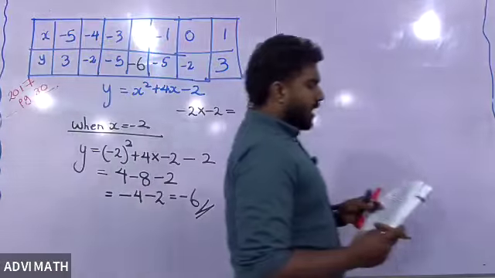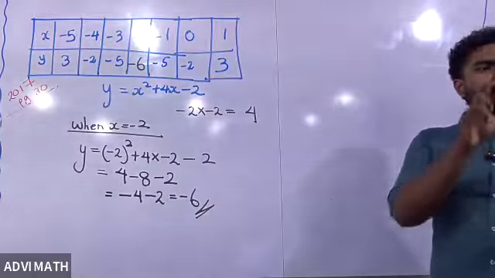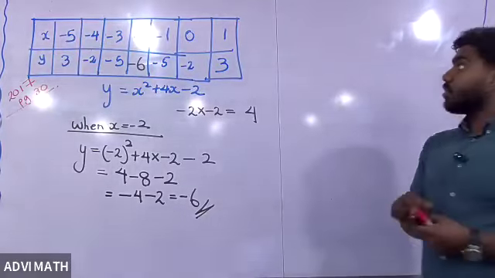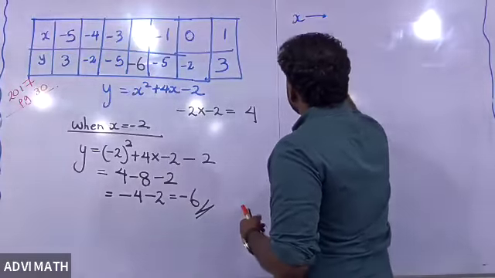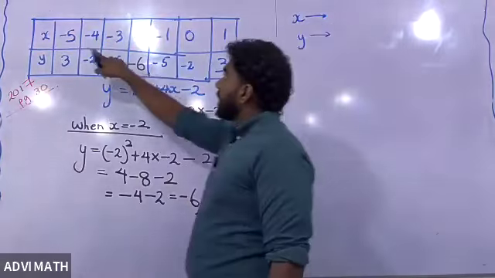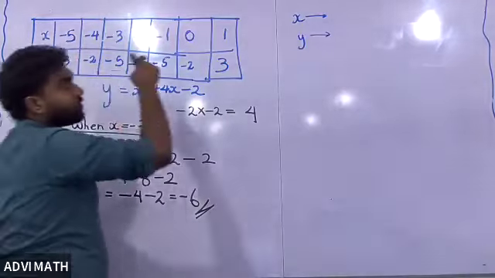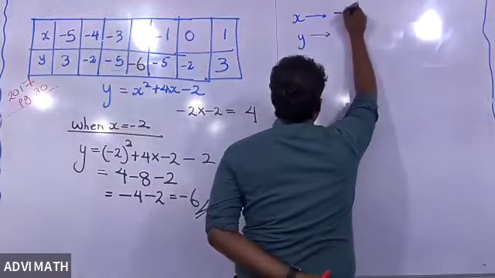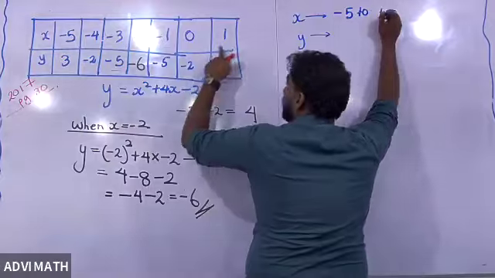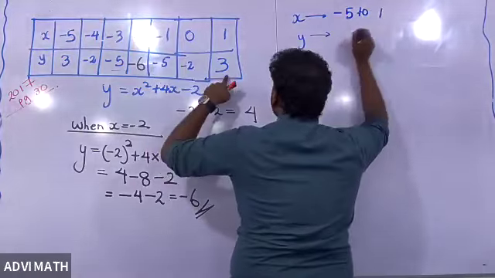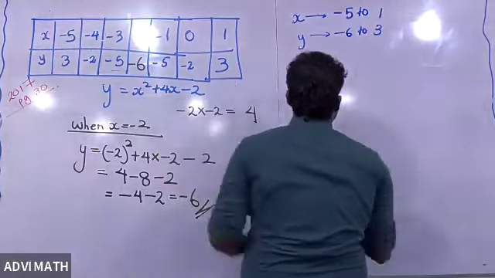Now I'm going to plan the graph. They are asking me to do it taking 10 small divisions, 2 boxes, 1 unit. Now I'm planning the graph. X, Y. When I compare X, what is the least number? -5. What is the greatest number? 1. When I compare Y, what is the least number? -6. What is the greatest number? 3. Now I need to draw the graph.